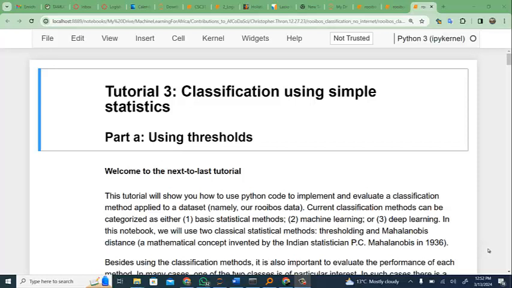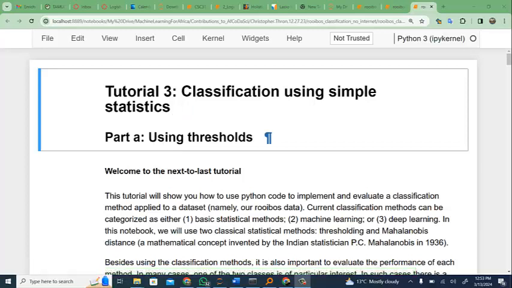Hi, in this video I'm going to explain this tutorial that's contained in a Jupyter notebook, Tutorial 3, classification using simple statistics. Now, statistics and machine learning are very closely related. I like to say that machine learning is simply statistics plus high-powered computing. But these simple statistical methods are still important within the context of machine learning.